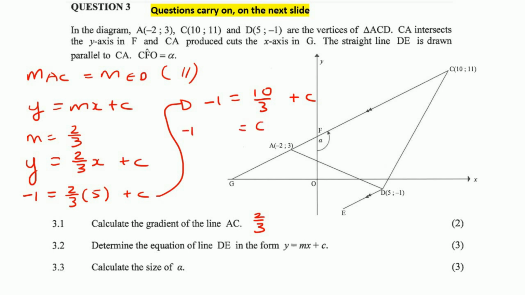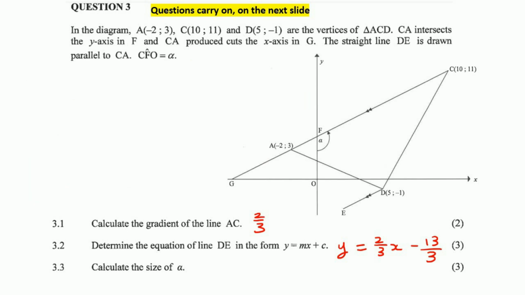And so you'd end up with -1 minus 10 over 3. Chuck it all on the calculator, and we get negative 13 over 3. So the equation of that line would be y equals 2 over 3x minus 13 over 3. Aren't you guys just loving these fractions? I know I'm not. Next question, calculate the size of theta.